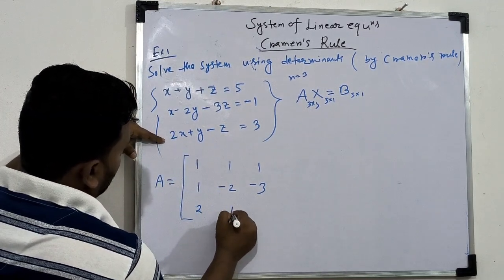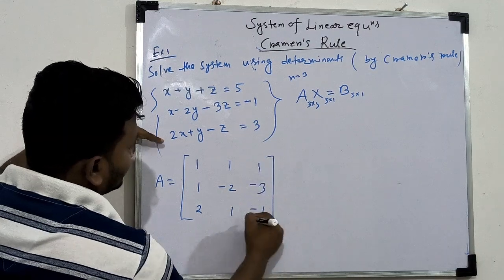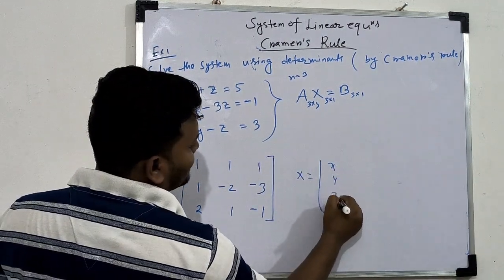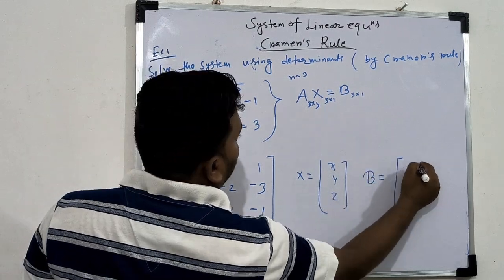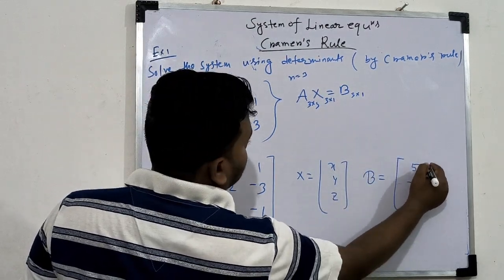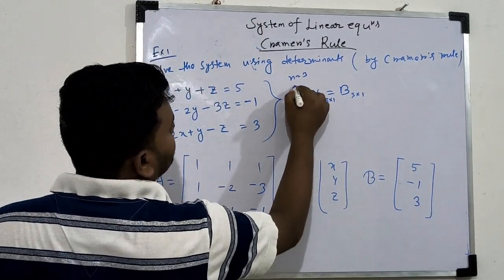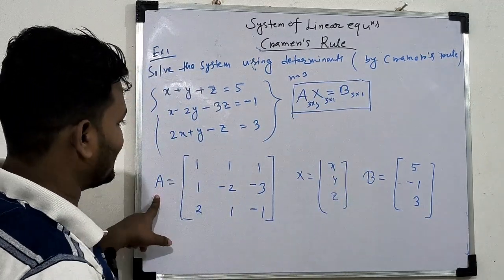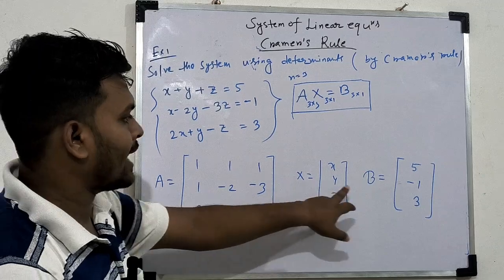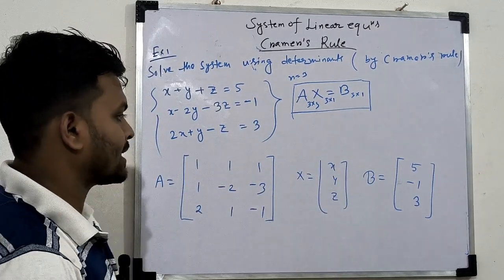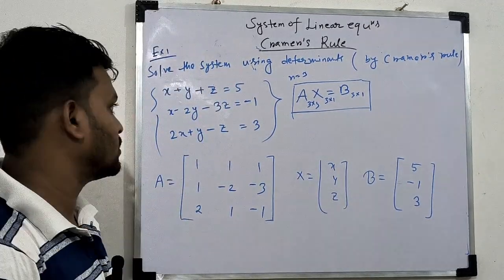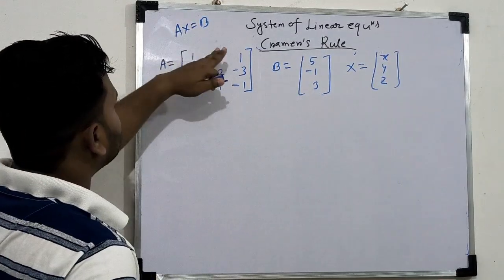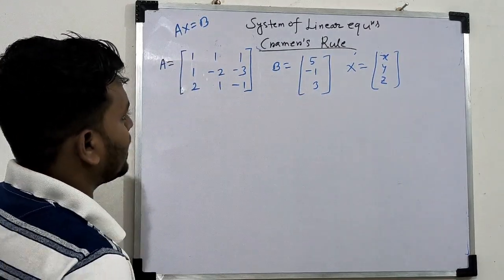So 2, 1, minus 1. So this is A, and x is x, y, z, and b equal to 5, minus 1, 3. So this system can be represented in matrix form, AX equal to b, where A is this, x is this, and b is this column matrix. Given the system becomes AX equal to b, where A, b, X are given.